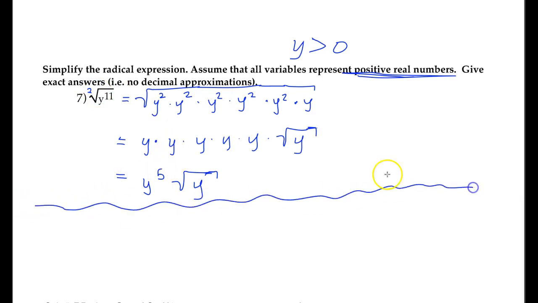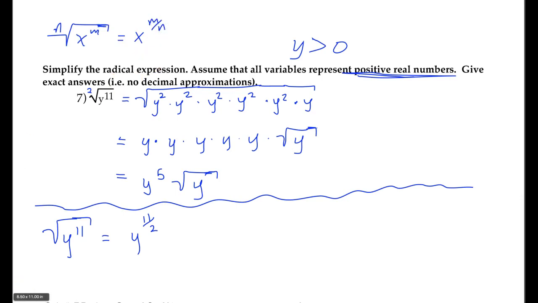Now, another way we can get this same answer is if we look at it this way. Y raised to the 11, we could look at this as y raised to the 11 divided by 2, and that's per changing the radical form to fractional exponent form. So now if we look at this, we know that 11 divided by 2 is the same as 10 divided by 2 plus 1 divided by 2.